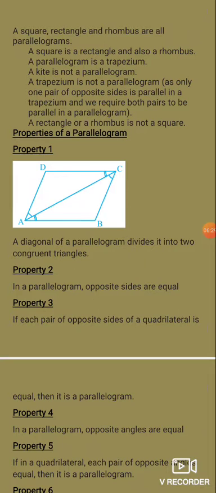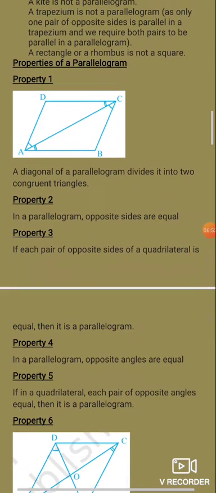The next one: if each pair of opposite sides of a quadrilateral is equal, then it is a parallelogram. Then in a parallelogram, opposite angles are equal. All these are the properties related to the parallelogram.